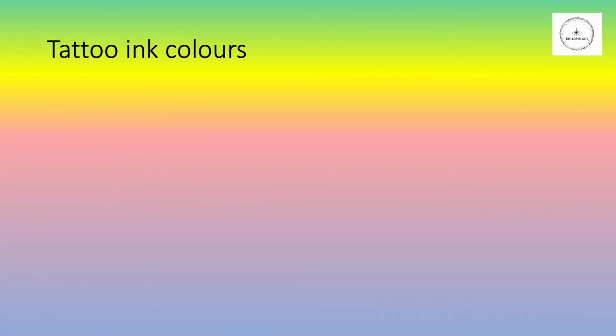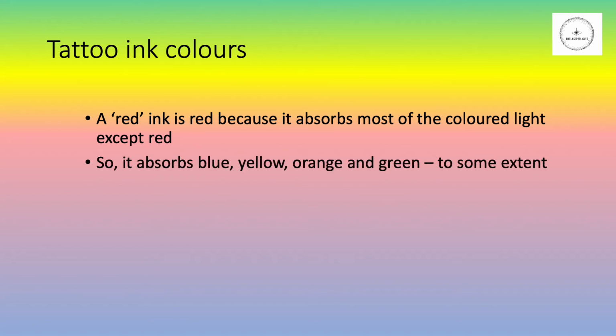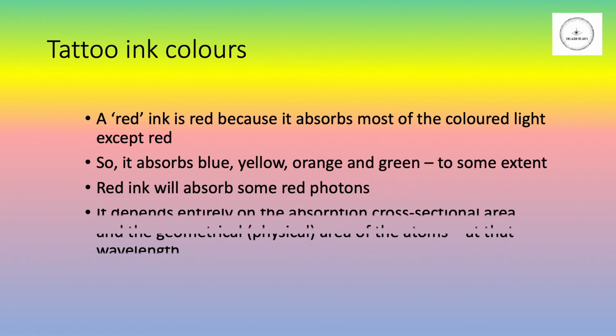So let's look at tattoo ink colours. A red ink is red because it absorbs most of the coloured light that falls on it except red. That's why it appears red. So it absorbs all the blue and the yellow, orange and green to some extent, but it will actually absorb some of the red photons as well, but to a lesser extent.